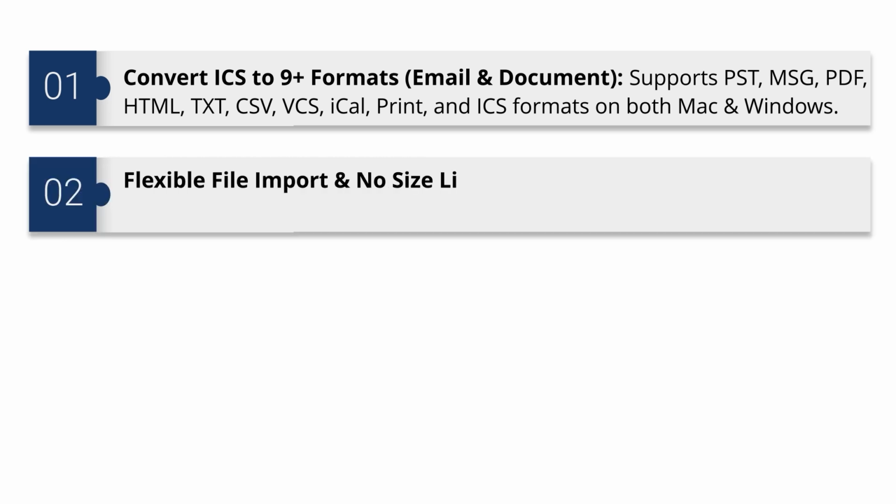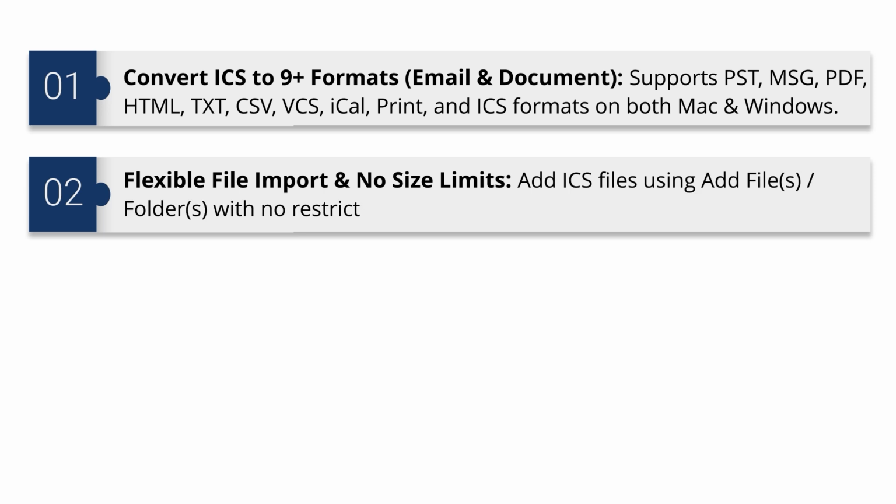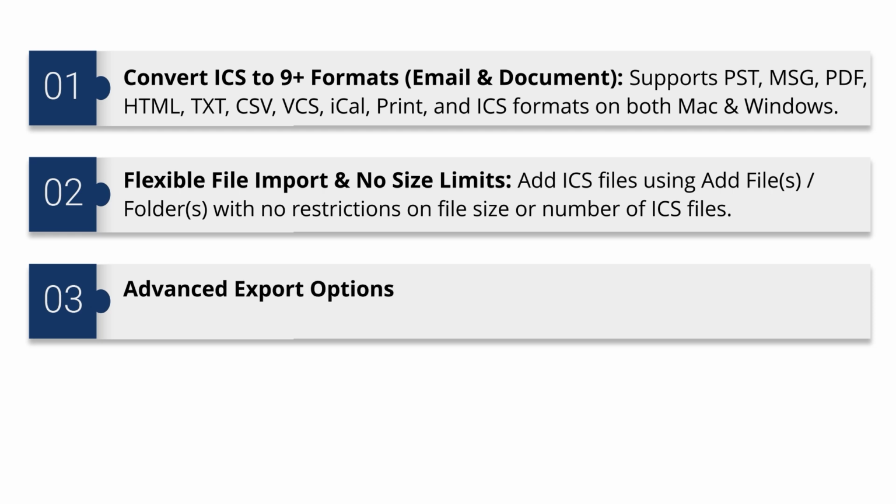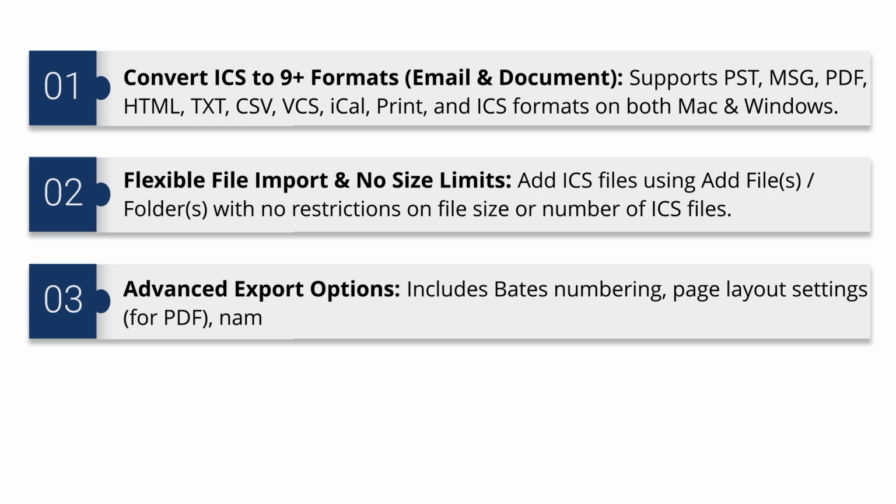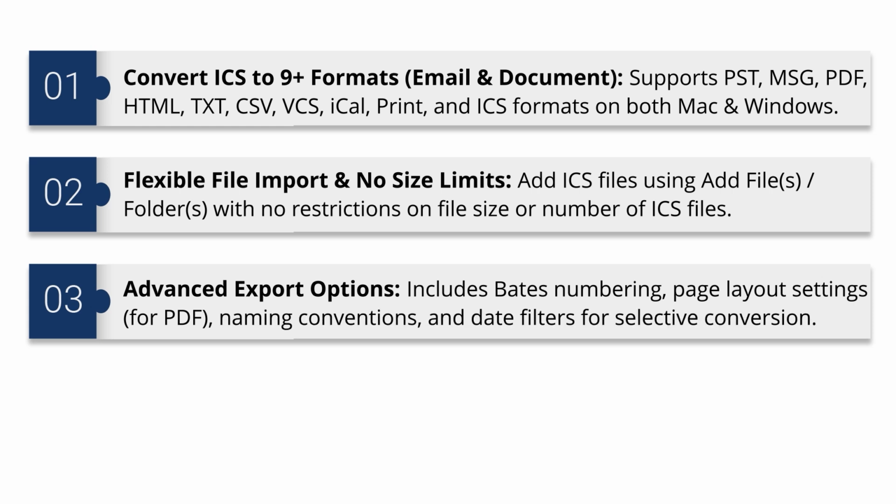Flexible file import and no size limits. Add ICS files using Add Files or folders, with no restrictions on file size or number of ICS files. Advanced export options. Includes Bates numbering, page layout settings for PDF, naming conventions, and date filters for selective conversion.